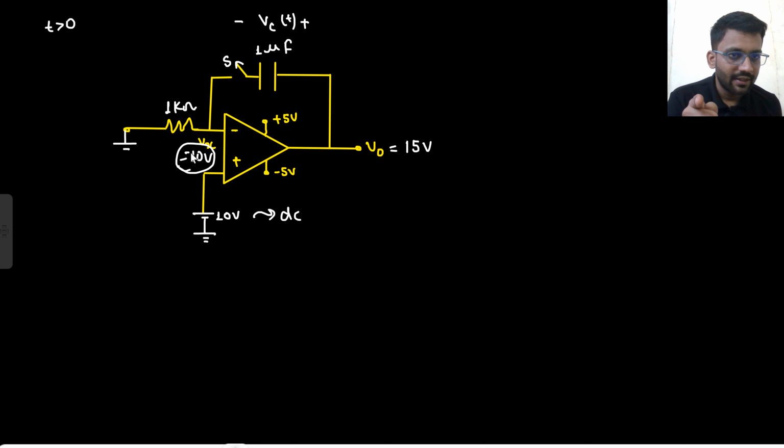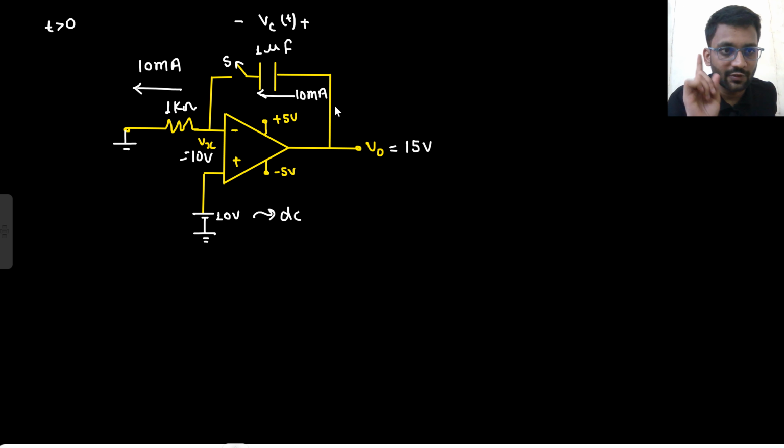This will be 10 by R current. This will be 10 volt, right? Concept of virtual short is valid, so this will be 10 volt. What will be this current? This current will be 10 milliampere, right? This current will be flowing through the capacitor as well. 10 milliampere current is flowing. So through the capacitor, finite current is flowing.